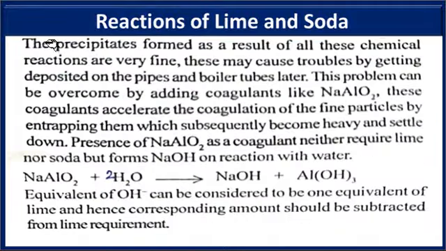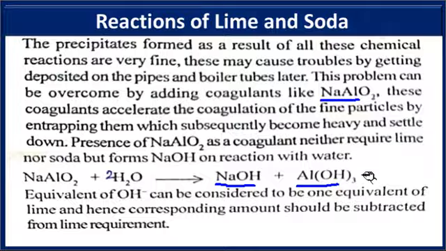So basically the precipitates formed as a result of these chemical reactions are very fine particles. These may cause trouble by getting deposited on the pipes and boiler tubes later. The problem can be overcome by adding coagulants like sodium meta-aluminate. These coagulants, when they react with the water, generate sodium hydroxide and aluminium hydroxide.